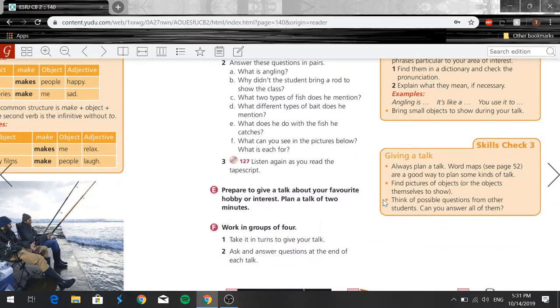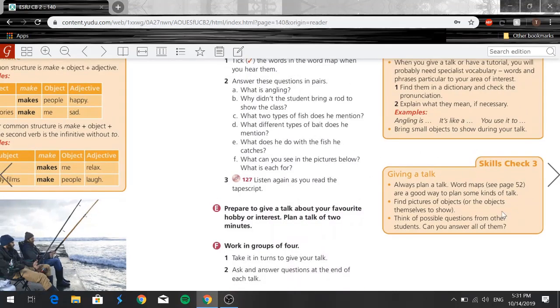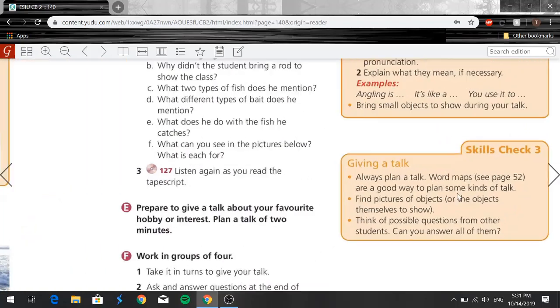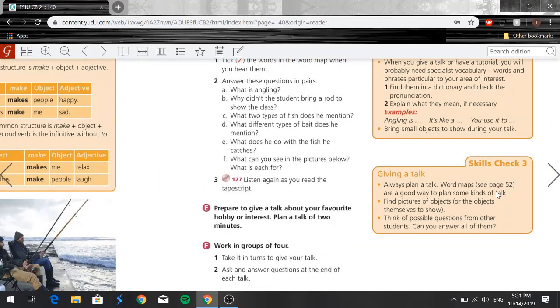So, you always want to plan a talk, right? Here we have something called word maps, like the one that we just finished. You can find them on page 52. Although I'm not a big fan of them, they are a really good way for some people to remember what they're going to say and what their points are. Okay? Well, one good way is to also find pictures of objects and remember some words by using said objects. Okay?